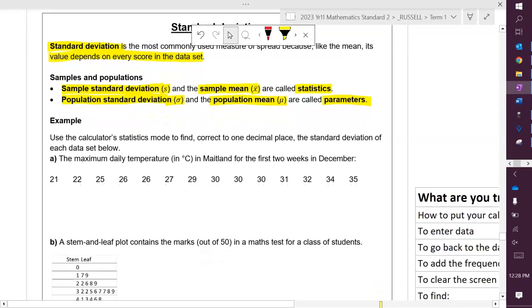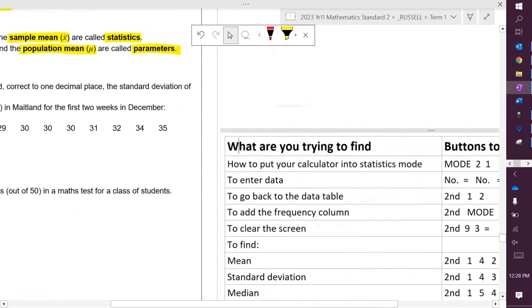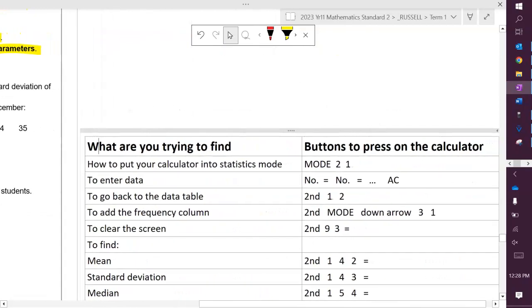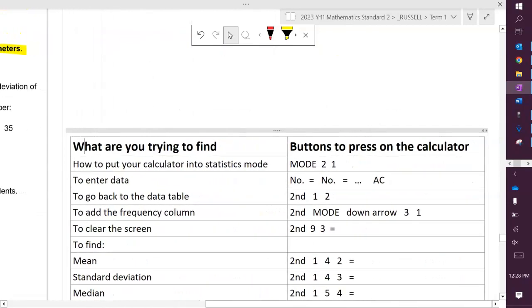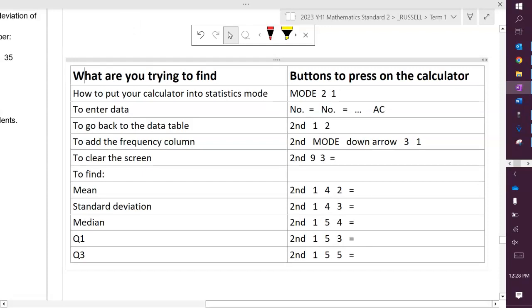So using our calculator statistics mode, we need to find, correct to one decimal place, the standard deviation of each data set below. The maximum daily temperature in degrees Celsius in Maitland for the first 2 weeks of December. So we have all of our scores here. On the side, I've put different things that you can find on your calculator using your statistics mode. We're going to use these in finding the standard deviation.